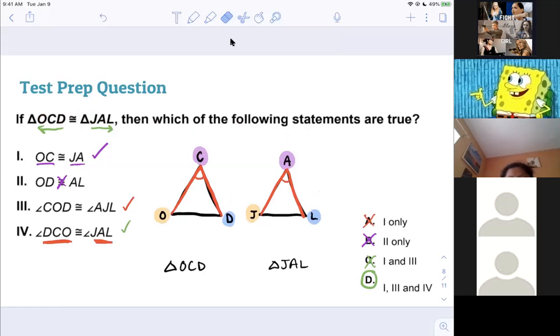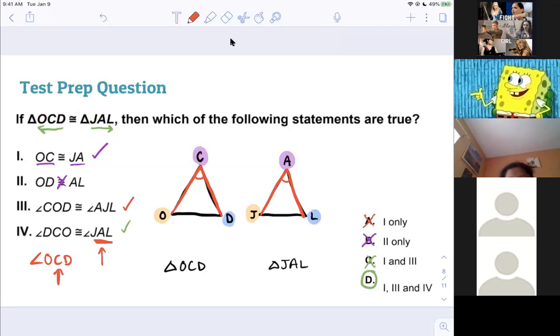Because remember that when you write an angle, you can write it in one. So I could write angle DCO, but I could also write angle OCD. So basically, it doesn't matter how the letters are placed, as long as they're in the same order, as long as the center is the vertex. So C was in the middle because that's the vertex, and A is in the middle because that's the vertex.